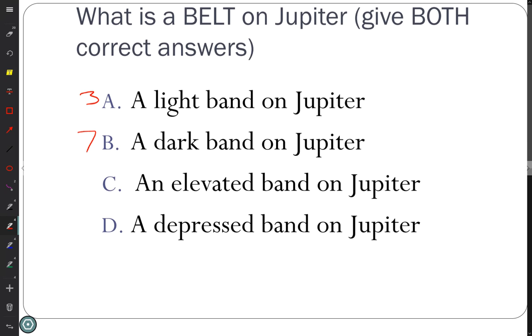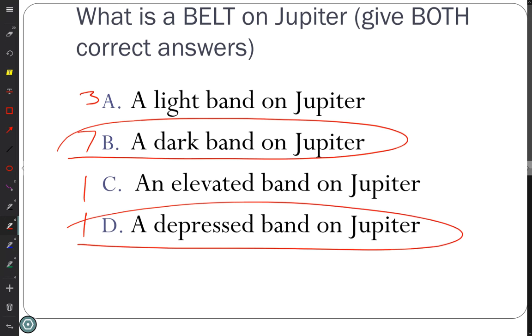3, 7, 1, 1. Okay, so Gabby, tell us what you think. Well, I answered B, and I also would have answered D. Okay, so you would have said B and D. Yeah, and I remember that it was B because those are the smaller ones, and it wouldn't make sense for a belt to be one of the large parts of Jupiter. Okay. And then it's depressed. We talked about how, if you had a belt on, then it would be a smaller radius than everything else.